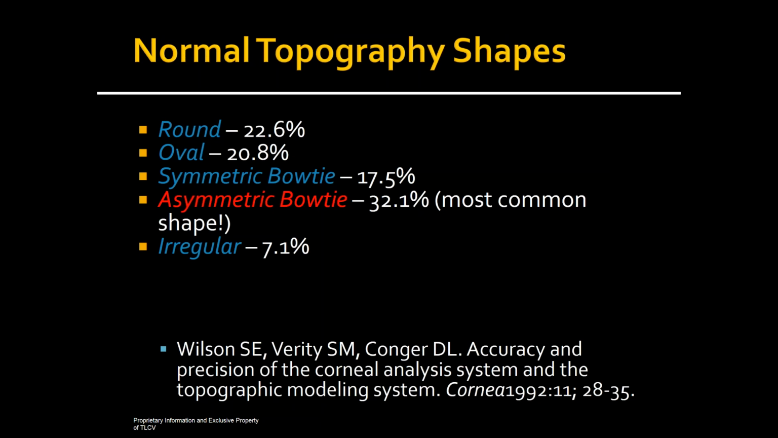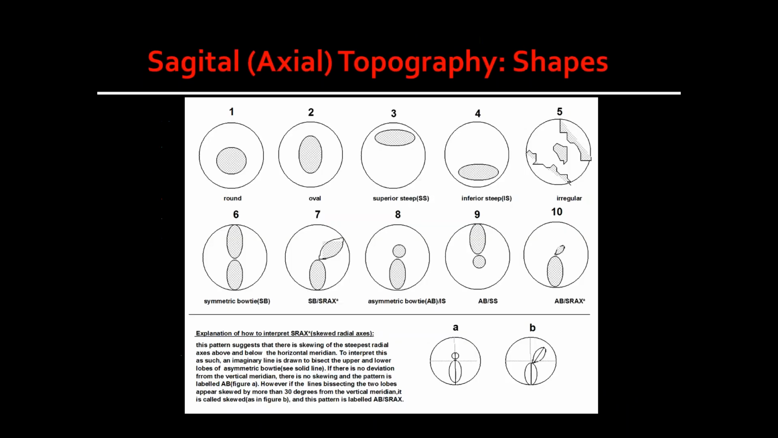One of the first studies published on corneal topography shapes that to me was very meaningful was a study published by Wilson back in 1992. And what Wilson did, he broke up shapes of topographies into 5 basic shapes: round, oval, symmetric, asymmetric, and irregular. And what he concluded, and I think it's a significant conclusion, is that 32%, or the most common shape with that 5-shape classification, was an asymmetric bow tie. So more patients had this asymmetry than any other single shape, and I think that's significant.